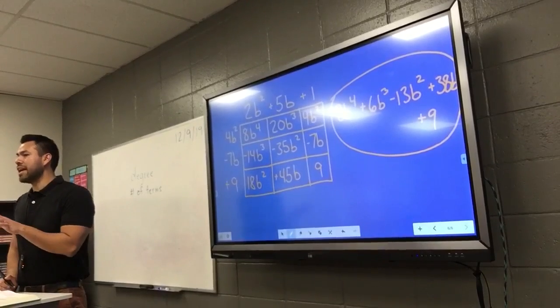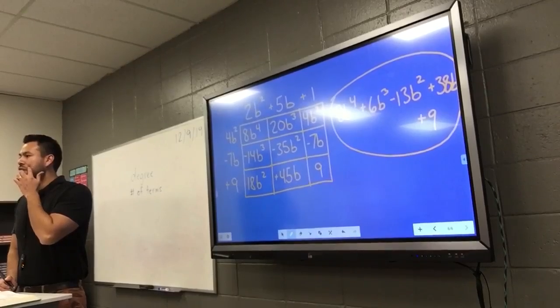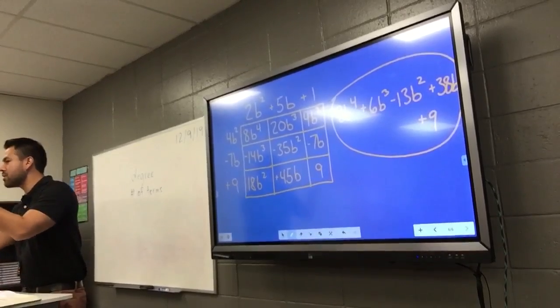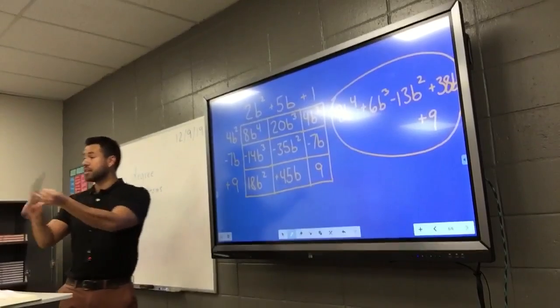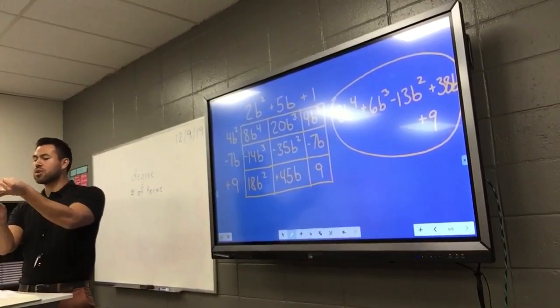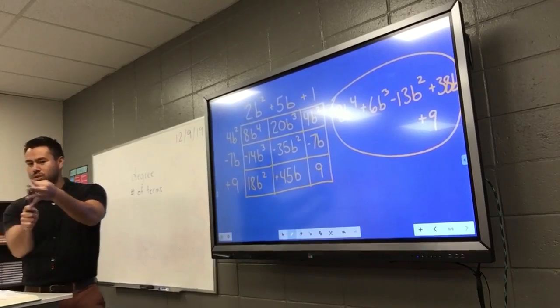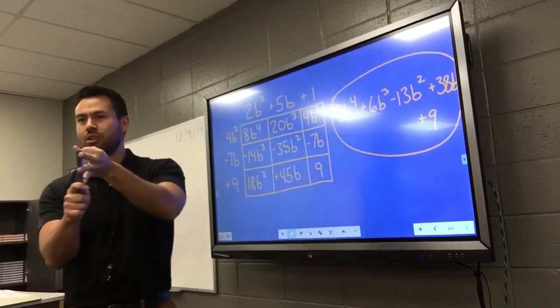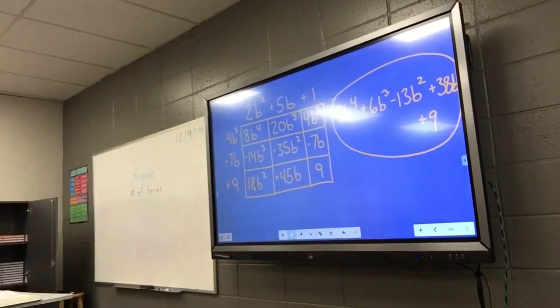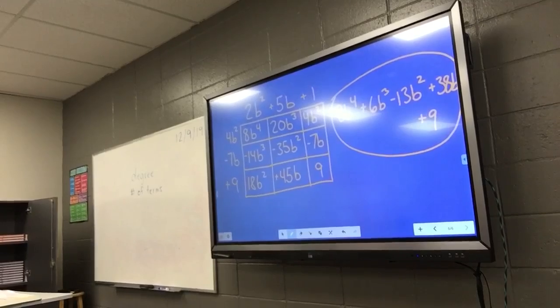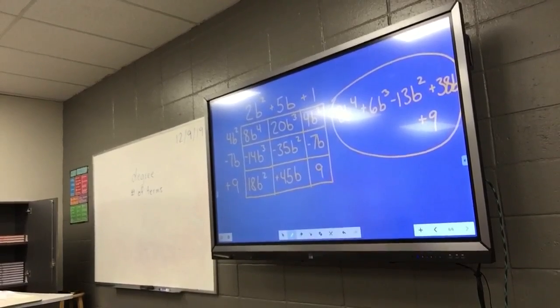By the way, again, remember what I said about foil? Foil is just a nice way to remember what to multiply, but foil is distribution. So that's horizontal. And vertical is another way of doing horizontal, which means it's another way of doing distribution. And guess what tabular is all about? Distribution. Yes, squares, distribution.